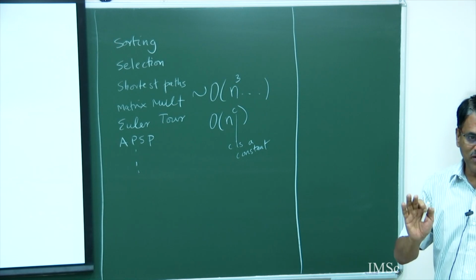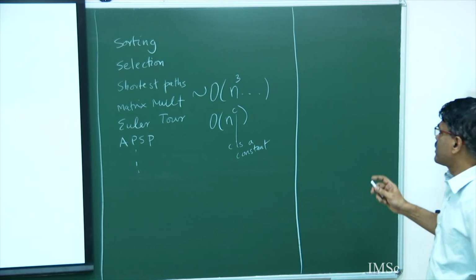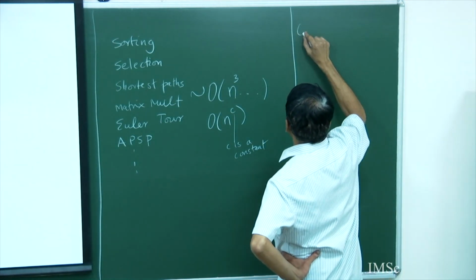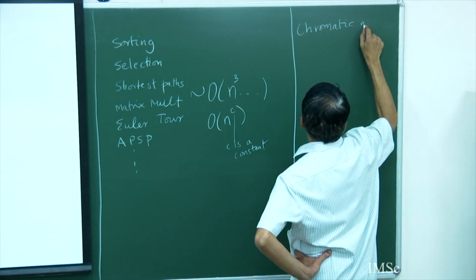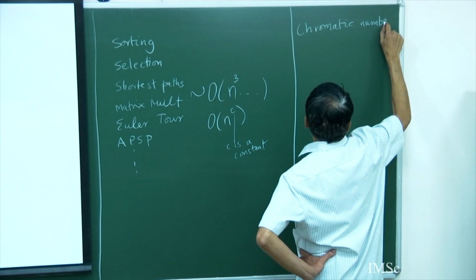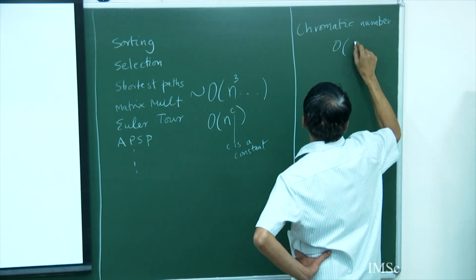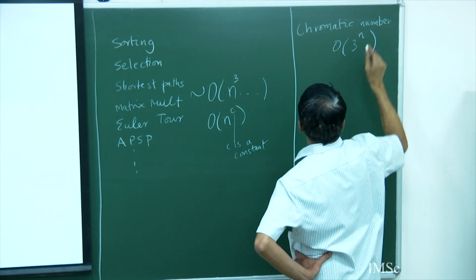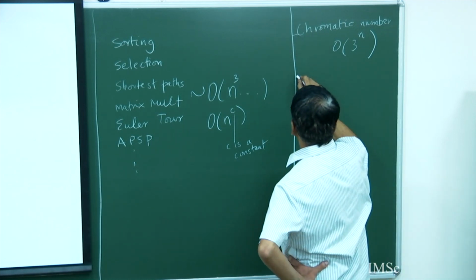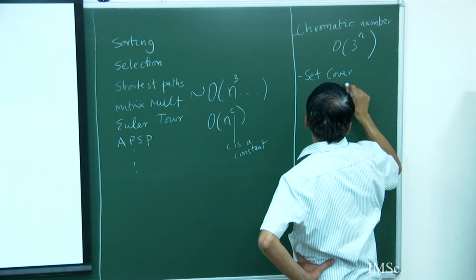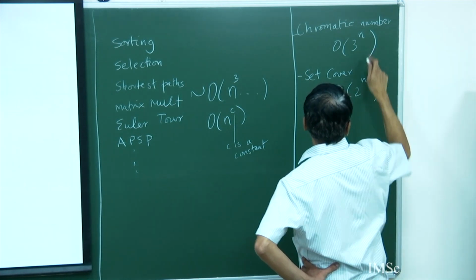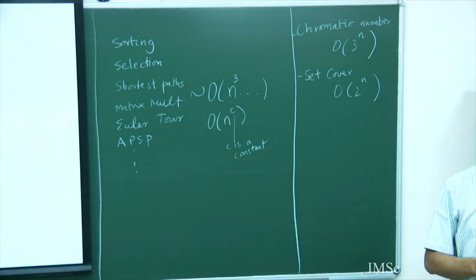Knapsack was one, chromatic number, right? And we saw an algorithm with running time something like 3 power n, where n was in the exponent. Another problem we saw was set cover, which had a running time of 2 power n, where n was in the exponent.